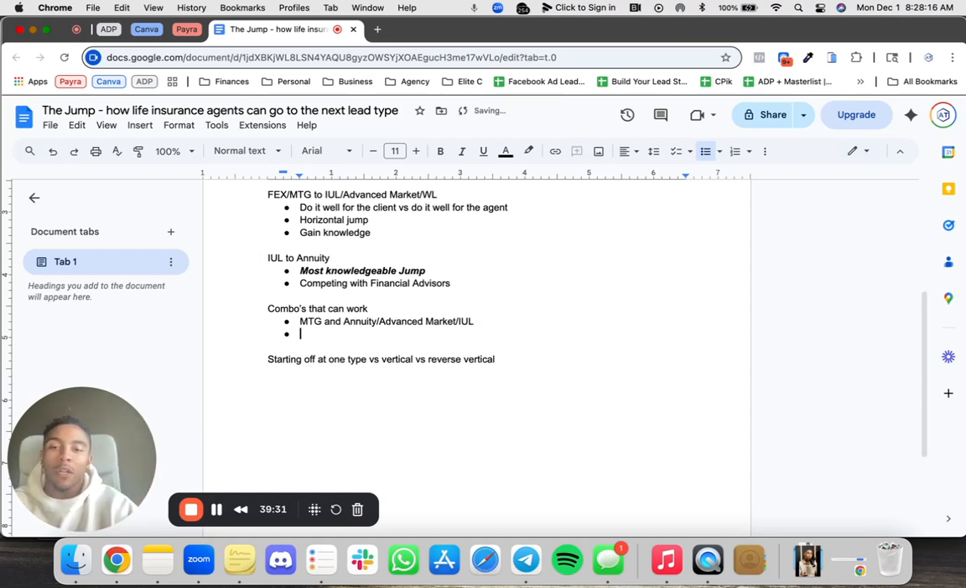The next combo that works is filing expense, mortgage. Everybody knows this. Bread and butter. Why do they work? With the jump, very simple. People will go from filing expense to mortgage, right?